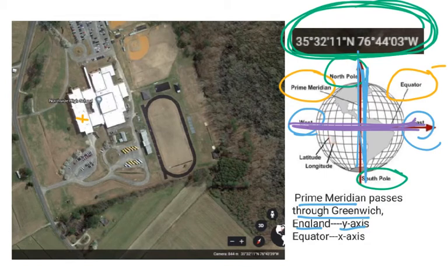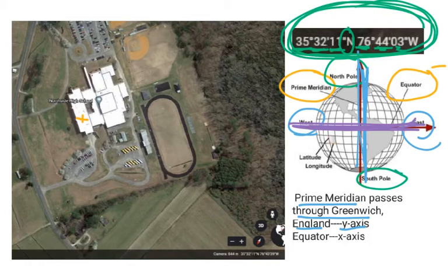35 degrees, 32 minutes, 11 seconds north, 76 degrees, 44 minutes, 3 seconds west. I messed that up earlier; it's minutes, not hours. Sorry about that.